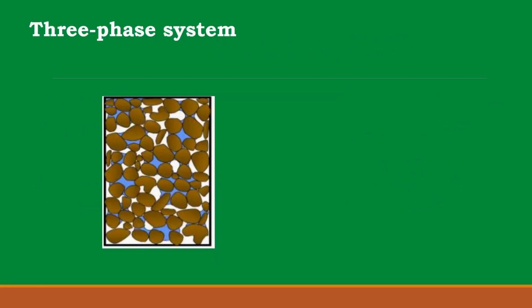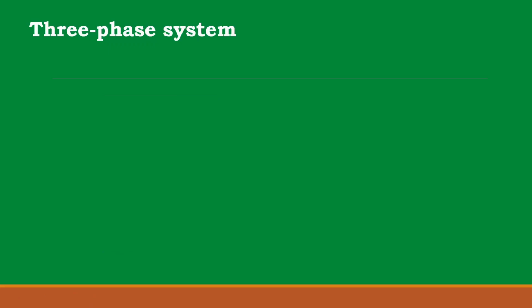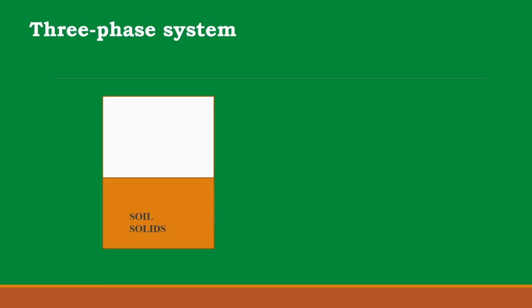Here I have animated the three-phase system of soil, and here the brown color indicates soil grains, and here and there you can see the blue color one which represents the water, and the white one indicates empty spaces occupied by air. Let me separate this volume as solids phase and then the amount of space occupied by water and the amount of space occupied by air.